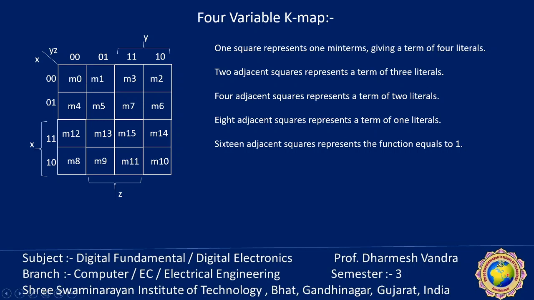We have to make pairs of adjacent squares. If two squares match and make a pair, it will become 3 literals. 4 squares match, it represents 2 literals. 8 squares represent 1 literal and 16 squares represent 1. So we have to start from this one. If all 16 are 1, the function itself is 1. If we have an 8 adjacent square group, try to maximize so that all minterms are covered first by 8. Then if it is not possible, go for 4. If 4 is not possible and minterms are still left, then go for 2. Again, if anything is missing, lastly we use 1 square to simplify it.